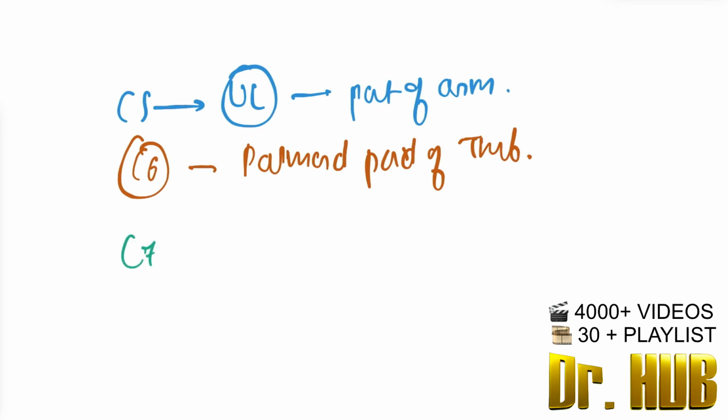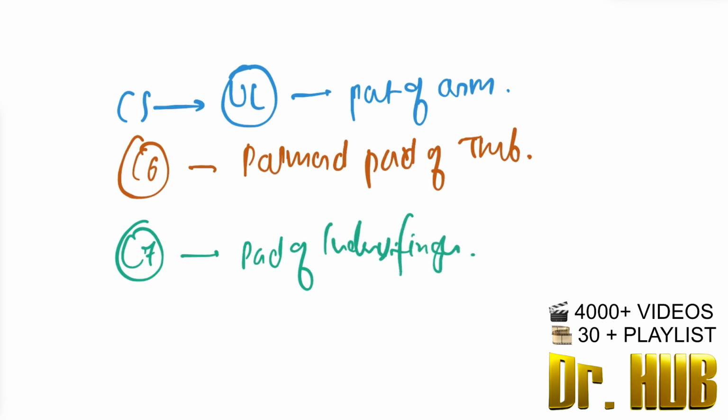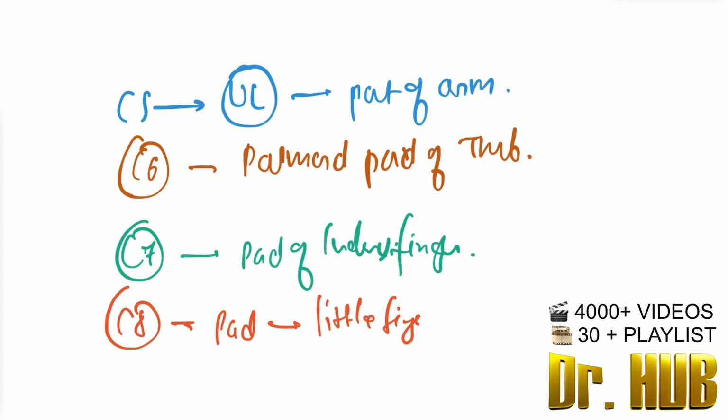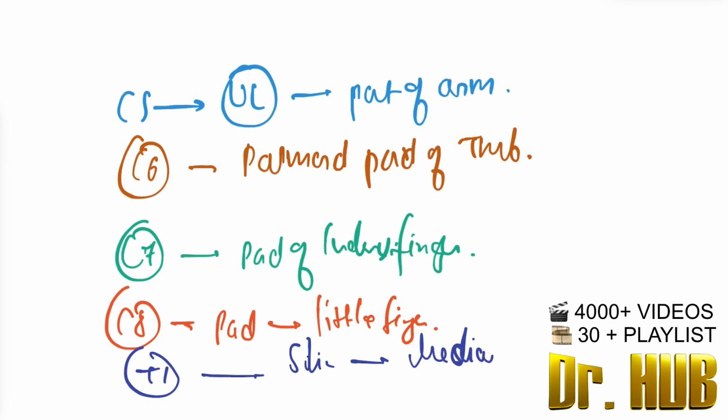Then comes the question on C7. C7 is the pad of the index finger. Next is C8. C8 is the pad of the little finger. Next comes the question on T1. T1 is the skin of the medial aspect of the elbow.